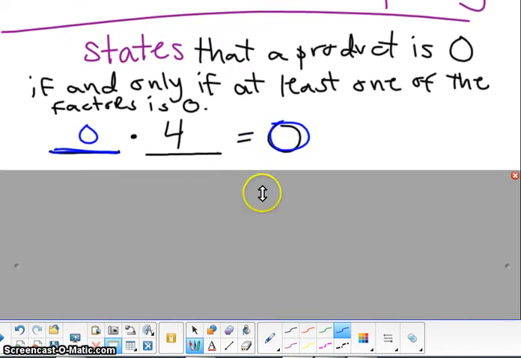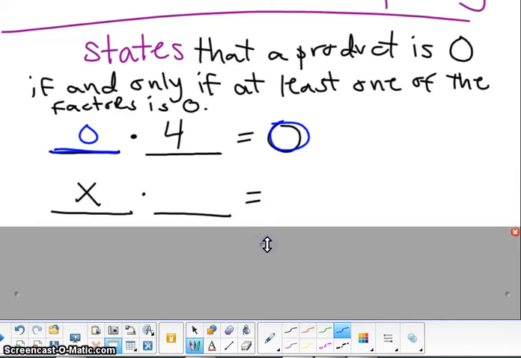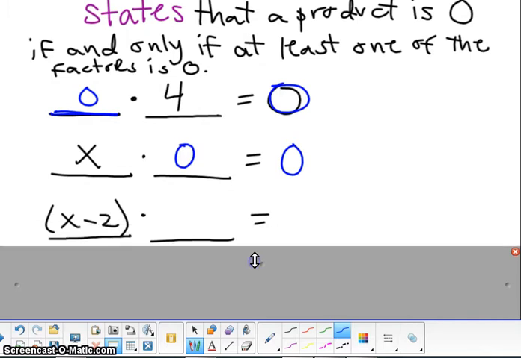Okay, so then that leads to algebra, where what if we have an unknown and we need our answer to be zero? In this case, again, our blank would have to be filled in with zero in order to get zero. Okay, and the next part, now I want to look at product. And you're going to see things like this a lot in this section because we are factoring. x minus 2 times what is going to give me 0? And again, the answer is 0.